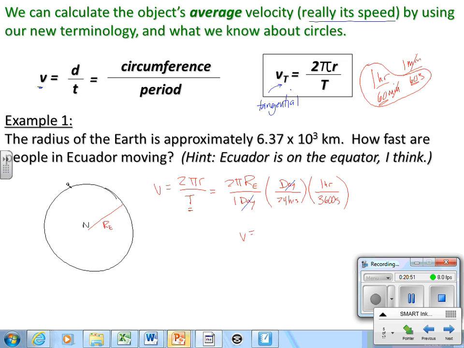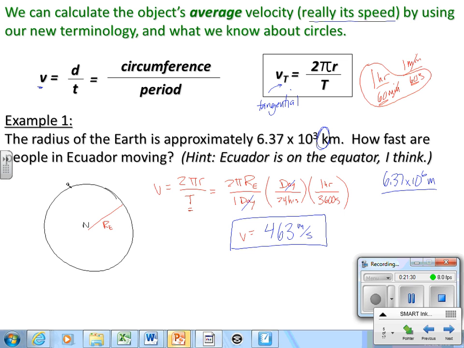So v is 2 pi times 6.37E6. You might notice I'm taking this into meters. Kilo means 10 to the third, so this is 6.37 times 10 to the 6th meters. Should look familiar from the homework. So v, I get 463 meters per second.